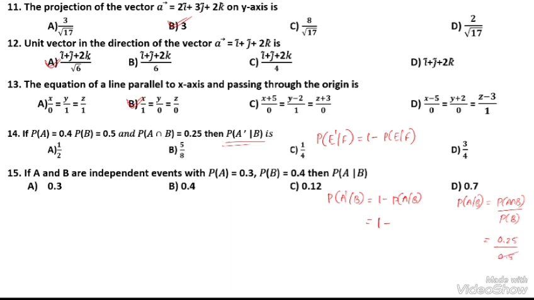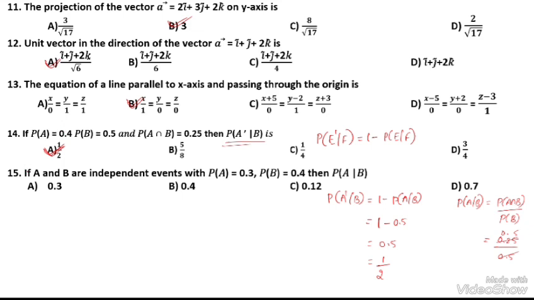That is 0.5. Here 1 minus 0.5 becomes 0.5. It can be written in rational form, that is 1 by 2. The answer 0.5 is correct, but the option 0.5 is not there. So 0.5 can be written as 1 by 2. Therefore, option number E is correct.